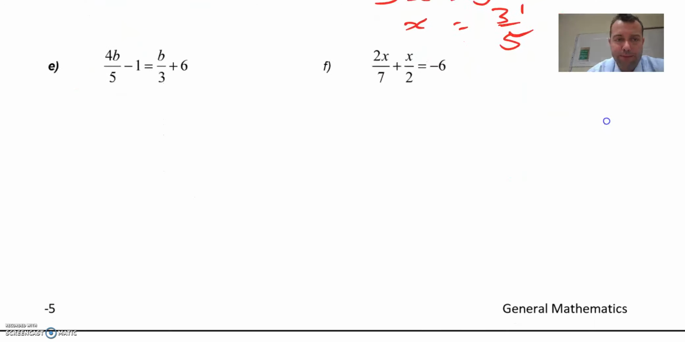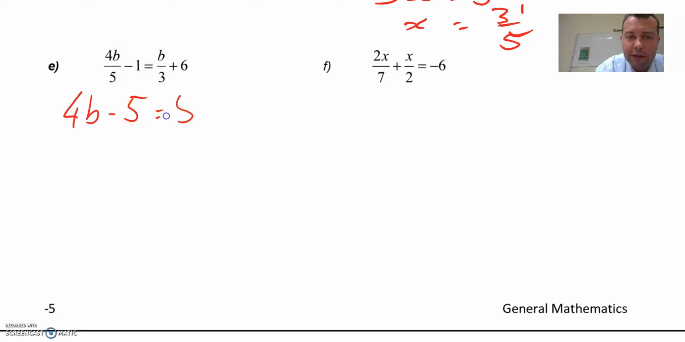Let's have a look at a couple more. This time, being careful, yes, I've got a couple of fractions. I've also got terms that aren't fractions. Too bad, we're going to multiply everything by 5 and everything by 3. So, multiply everything by 5 first. And I get 4b minus 5. I've multiplied both those things by 5, not 20b. I've cancelled that 5 there. Minus 1 times 5 is minus 5.